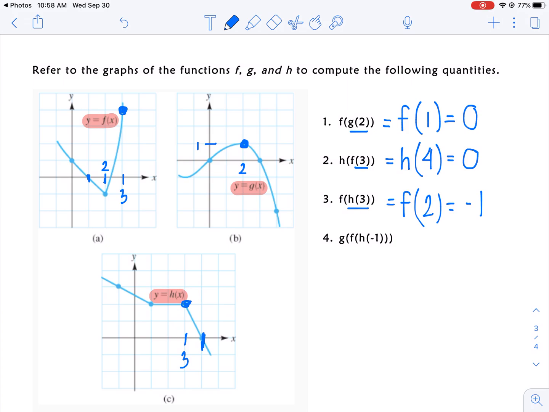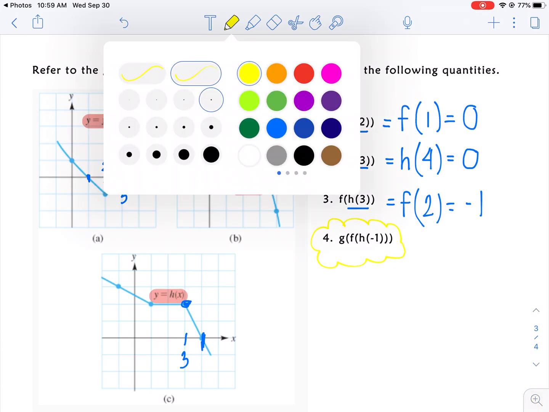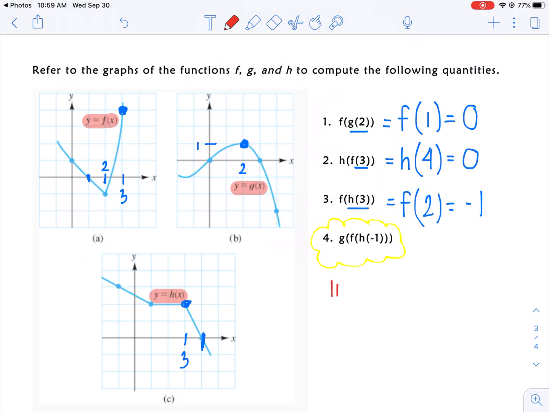This last one, number 4, I'm going to leave for you. You can do it. I believe in you. You will have one extra step, but you're going to work inside out. Write it in red. Inside out. Please be ready to all show me number 4 when you come to class.